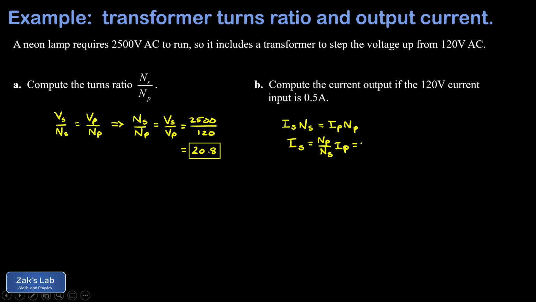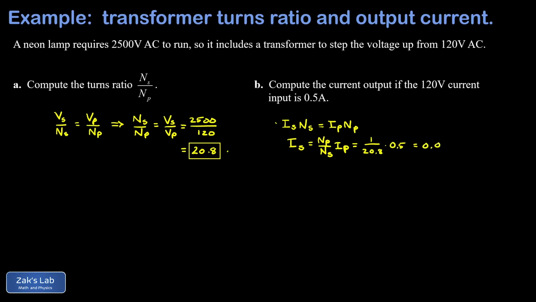So we expect the current that's coming out at the higher voltage to be a smaller current. This is a conservation of energy issue. That's actually where the formula came from. And Np over Ns, that's the reciprocal of that number that we just found, 20.8. So I'll just write 1 over 20.8 times our primary current, which was half an amp.